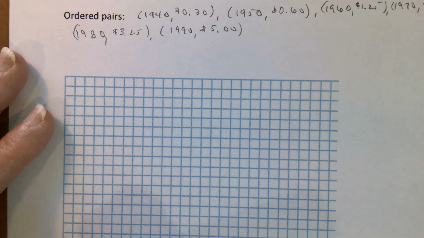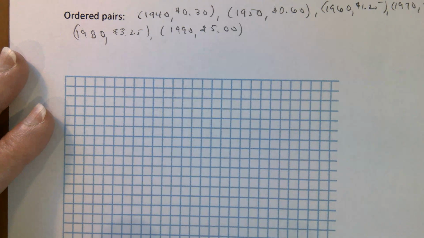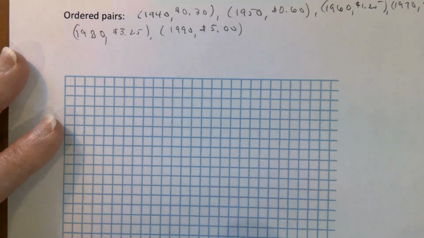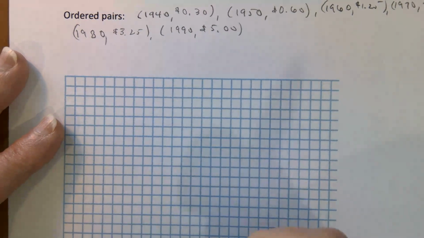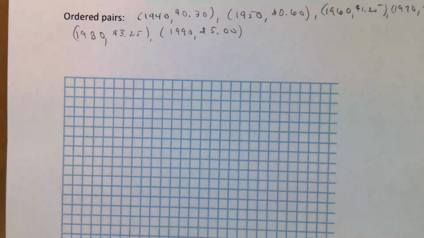I can do like 5. I'll start here. 2, 3, 4, 5. Let's do 3. 3 here. So here is 1940, and then I'll count over 5. 1, 2, 3, 4, 5. 1950. 1, 2, 3, 4, 5. I don't think that's going to work. 60, 70, 80. No, it does work. 1960, 1970, 1980, and 1990.